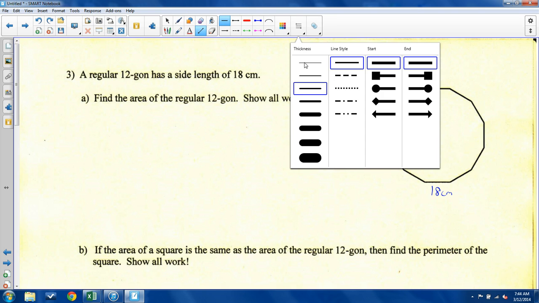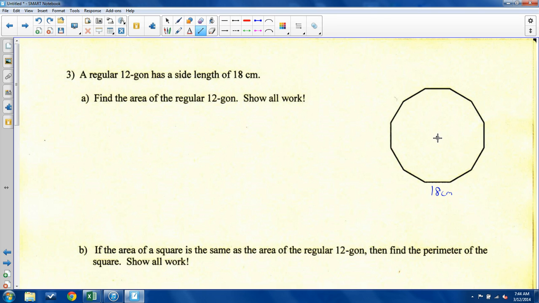Straight line tool. Let's make it thinner. I'll use black all around here. I'm drawing an apothem and I'm drawing a radius. Now remember, this is a 12-sided shape. So the first thing you have to do is, look, they don't give you any angle measures. It's up to you to figure that out. You have to determine it.